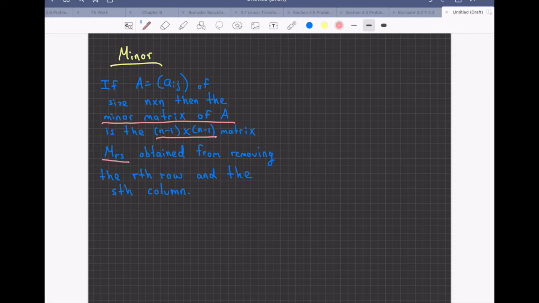Be careful, of course. This here doesn't say Mrs. It says M with subscripts rs, obtained from removing the rth row and the sth column. So the subscripts indicate numbers. They indicate what are the row and column that we have to remove to get the minor.